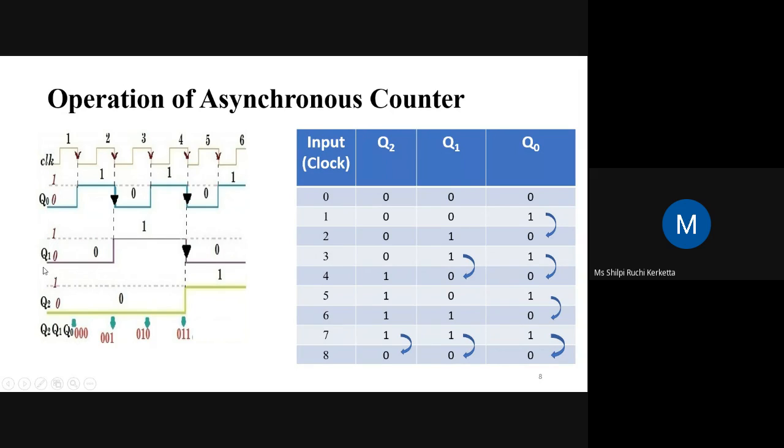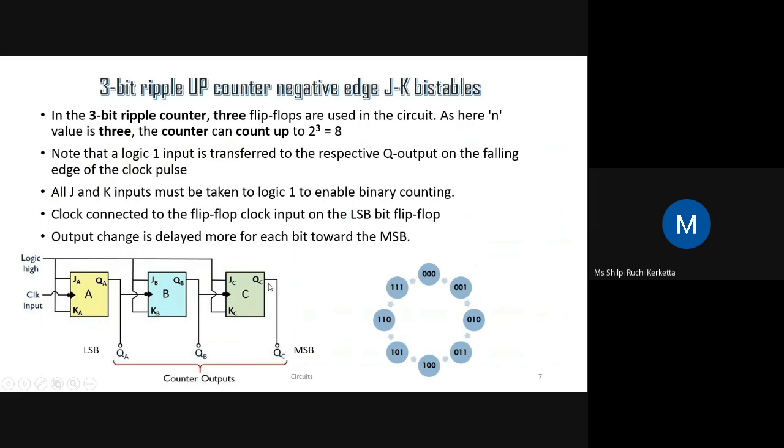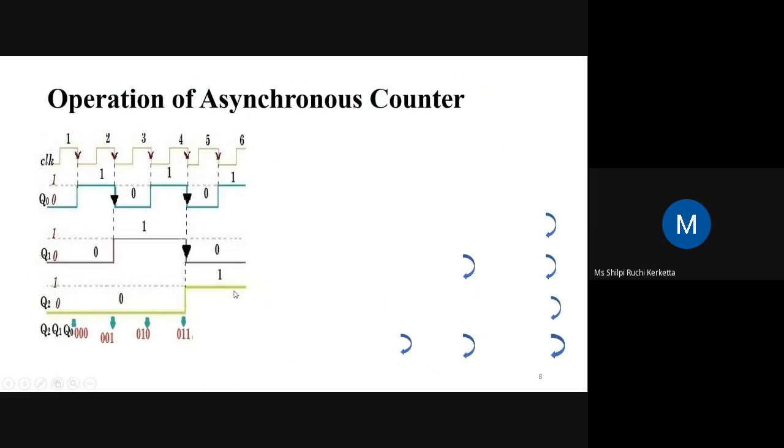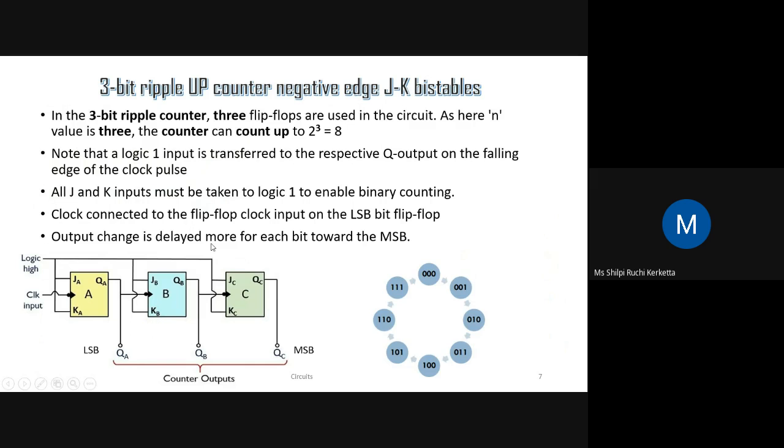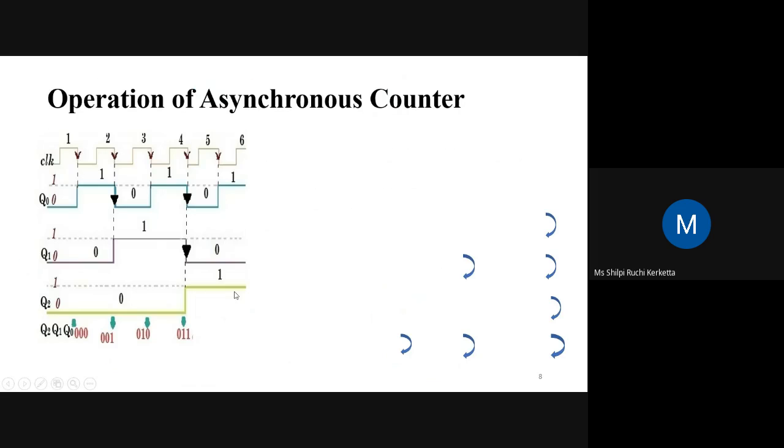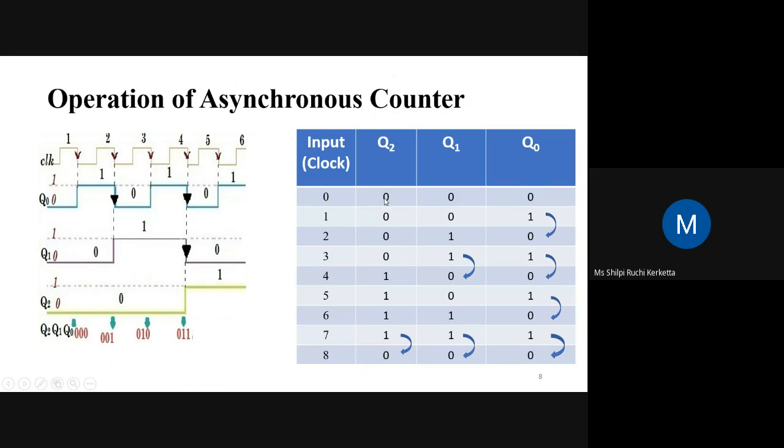So initially we are getting a 0. Whenever we get a negative edge trigger, it switches to 1. And whenever we get the next negative edge trigger, it switches back to 0. So this is why it is delayed by 2. And for this third JK flip flop, this output is working as a clock. You can see this is working as a clock for the third flip flop. So this is how we are getting a delay of 4.